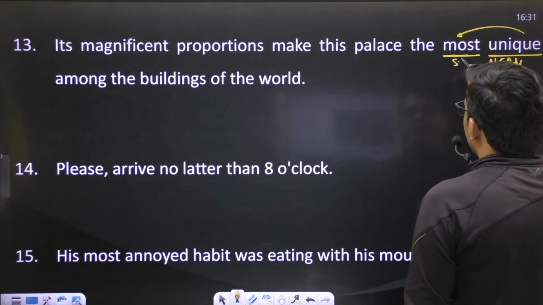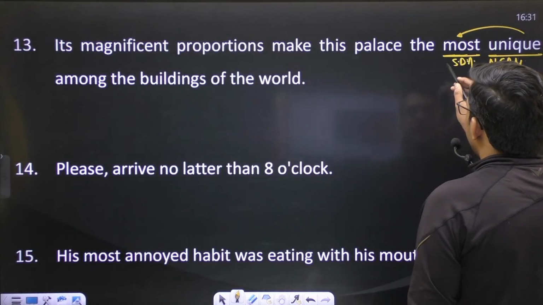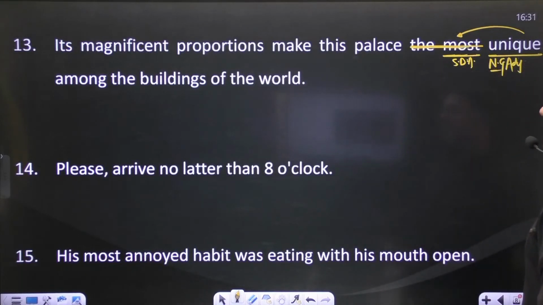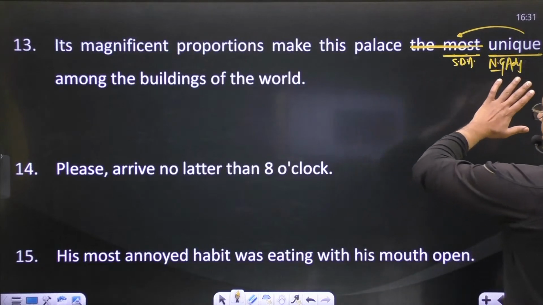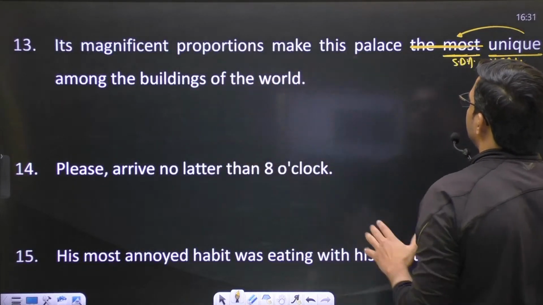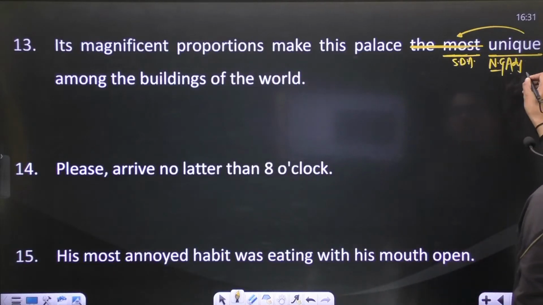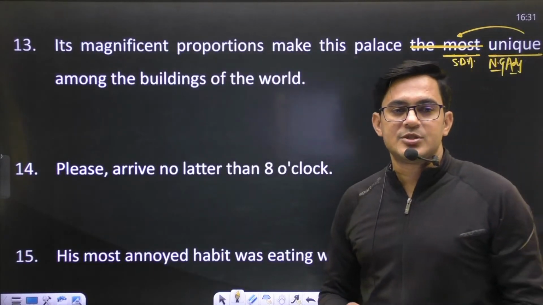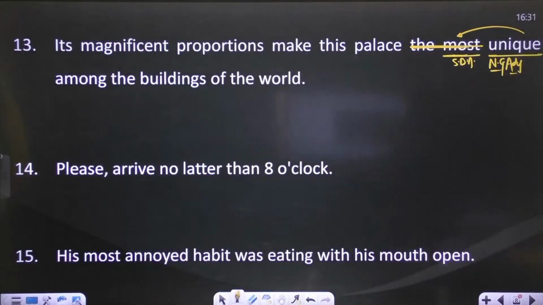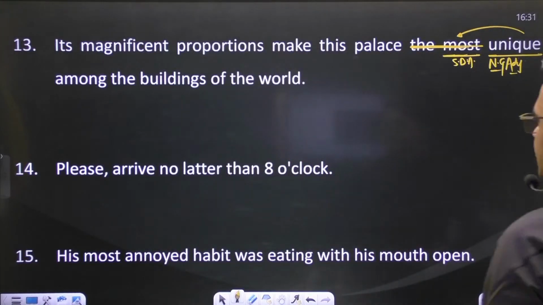Don't use any adjective of superlative degree like most, and the article will also be dropped. The sentence will be: its magnificent proportions make this place unique among the buildings of the world. Okay, these are non-gradable, non-comparable adjectives.